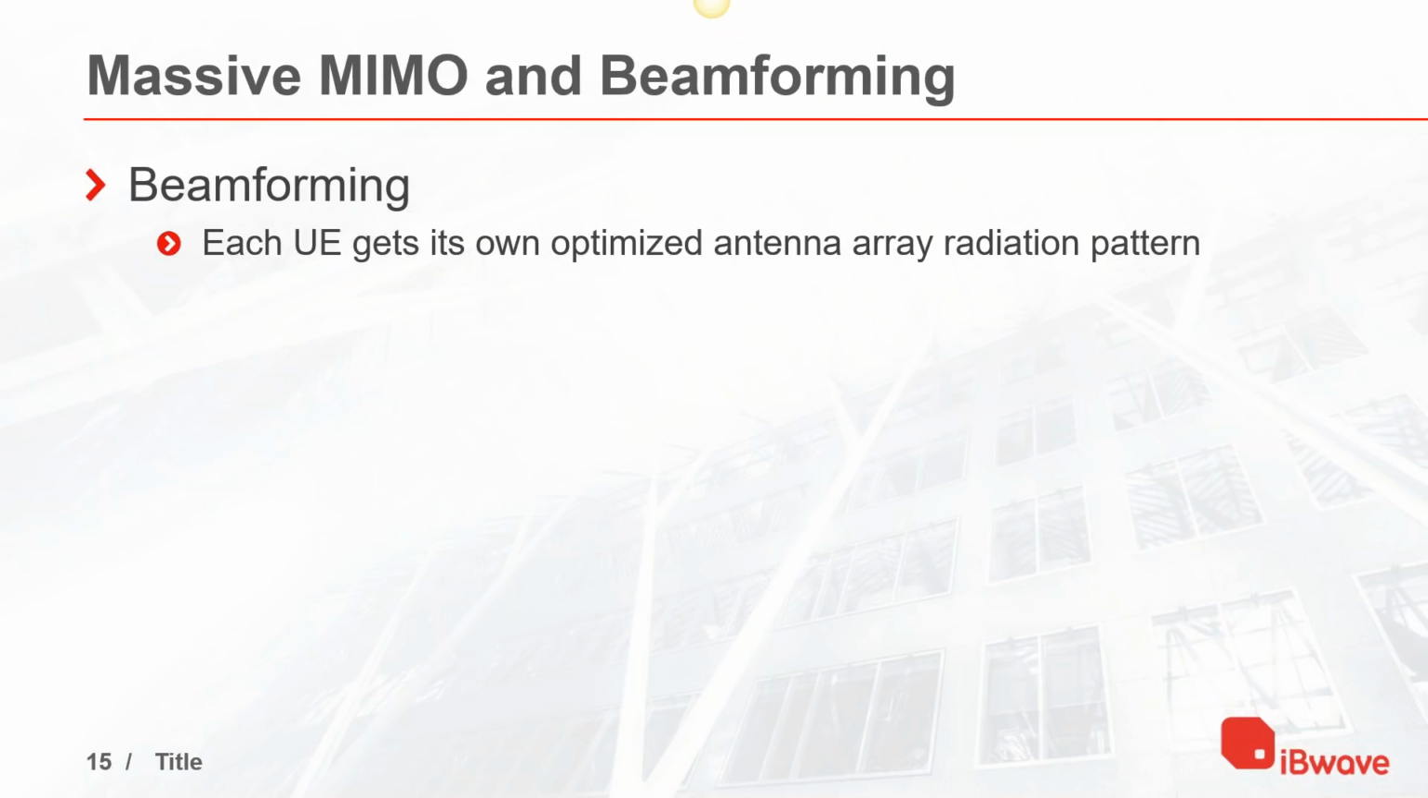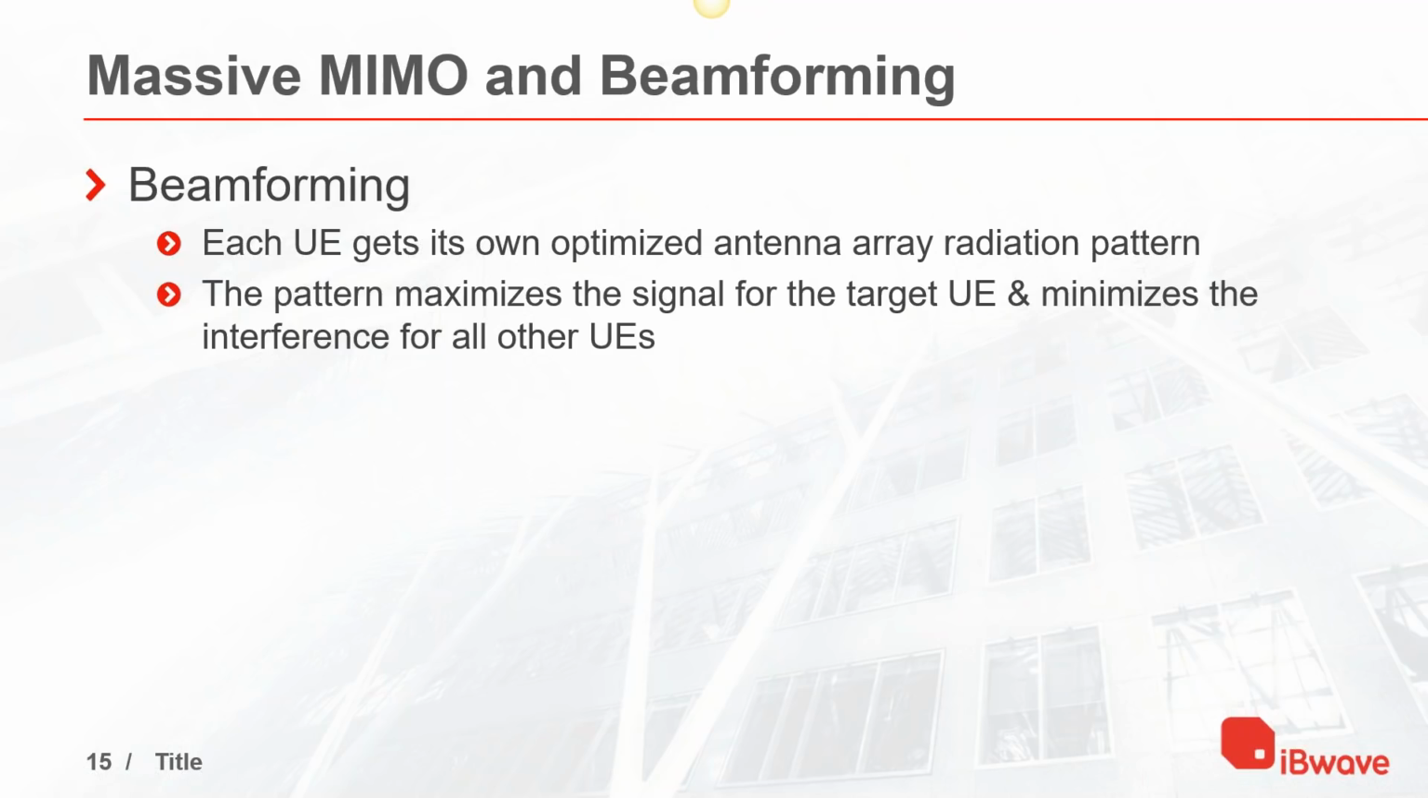So the second thing is beamforming. So what exactly is beamforming? Beamforming means that I'm going to have this massive MIMO array, and based on that array, I'm going to form a beam that is going to give each serving UE its own optimized antenna array radiation pattern. And not only that, it is also going to minimize the interference for all other UEs that are being served at the same time as the target UE, which means that on the same channel, I can serve multiple UEs, and providing that they are spaced out enough, not right next to each other, I can maximize the signal in the direction of the UE that needs to receive that particular signal.